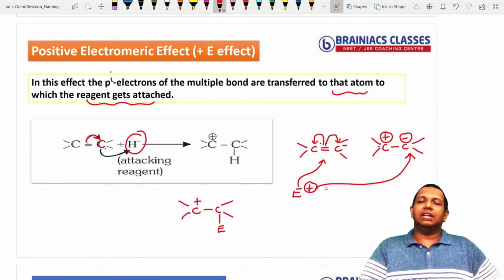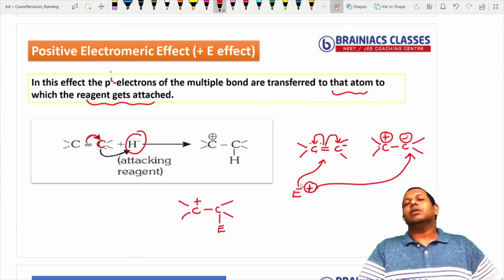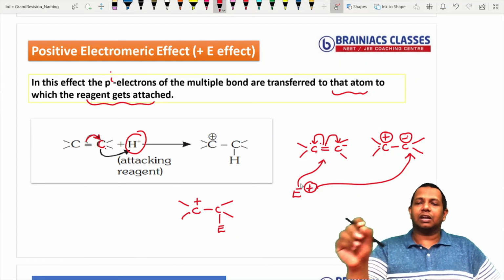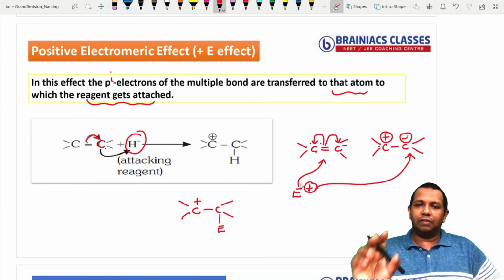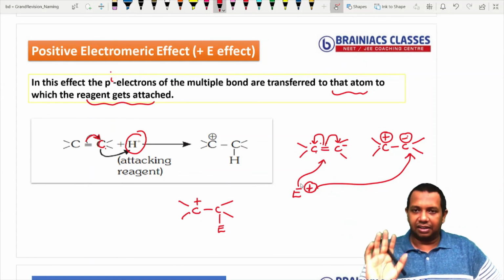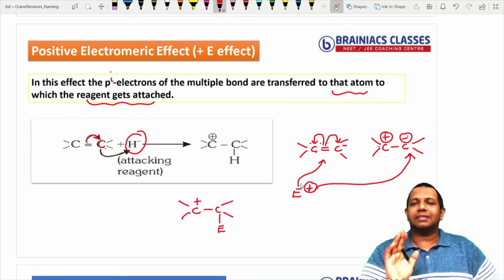Then E plus will come and join here only, because plus will attract with the negative. Suppose it is moving in this direction, then a negative charge will come here, then E plus will come and attack here only. So that means to which atom the pi electrons are moving, to that atom if the attacking reagent is attacking, then we call that as plus E effect.